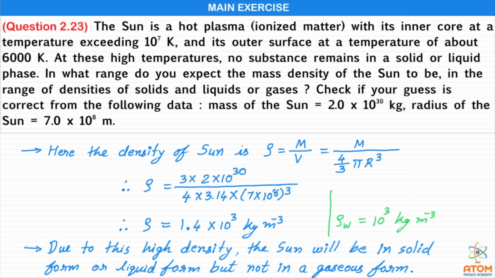But still, on the outer surface the temperature is 6000 Kelvin, which is also high enough, but there the gravitational pull is not that strong, and that's why the density of the outer surface is very less, and because the temperature is very high, that outer surface is found in a plasma state only.